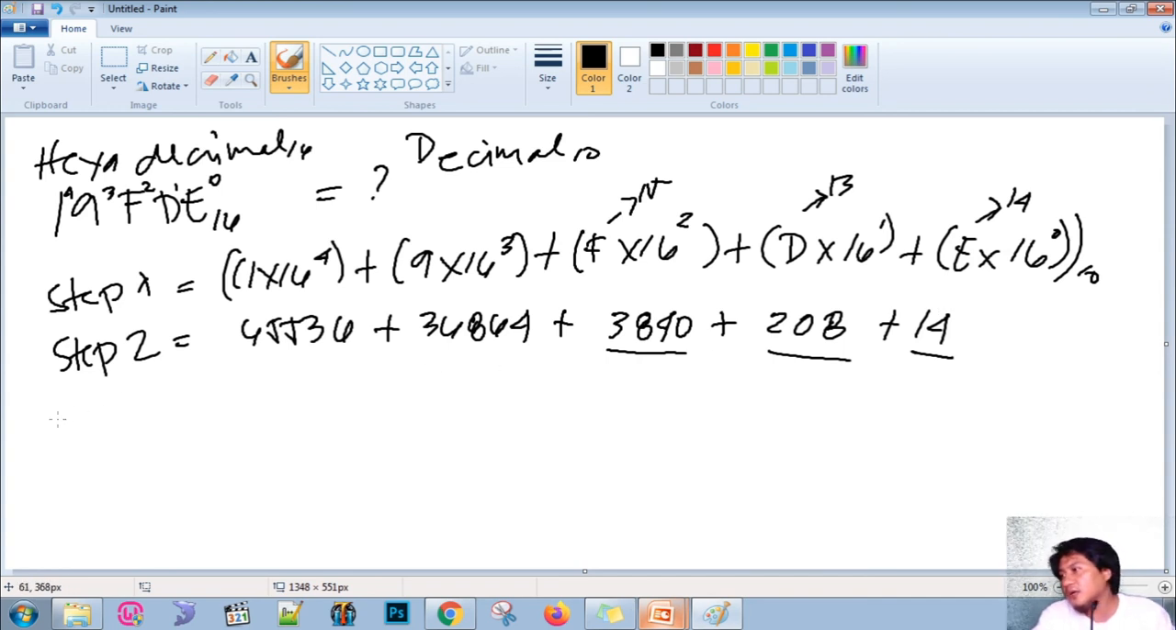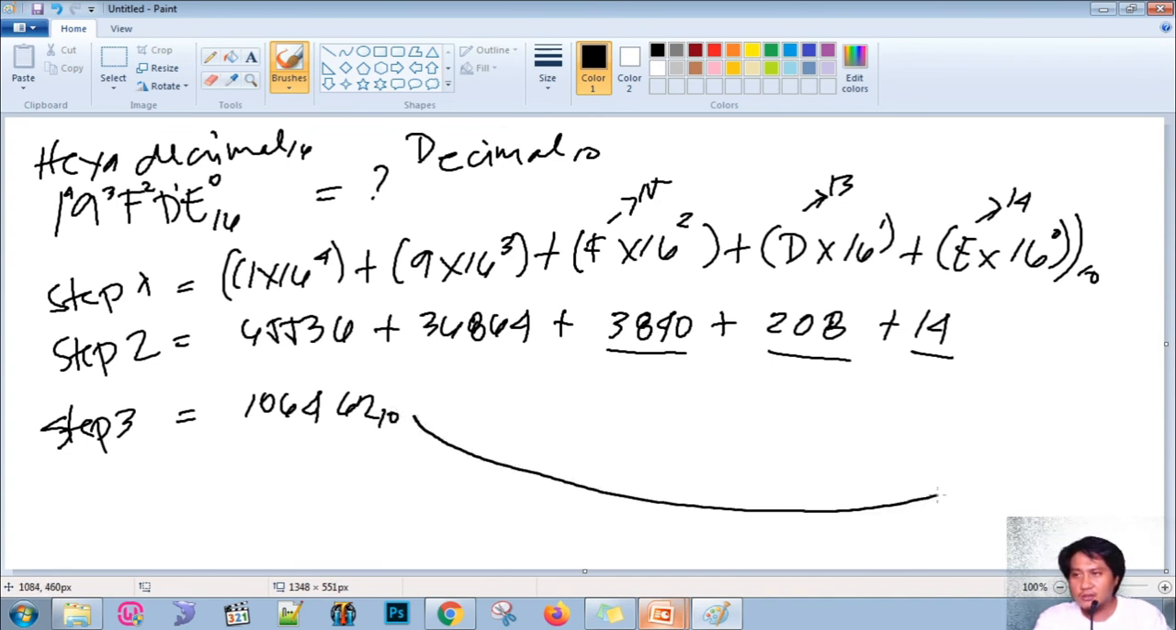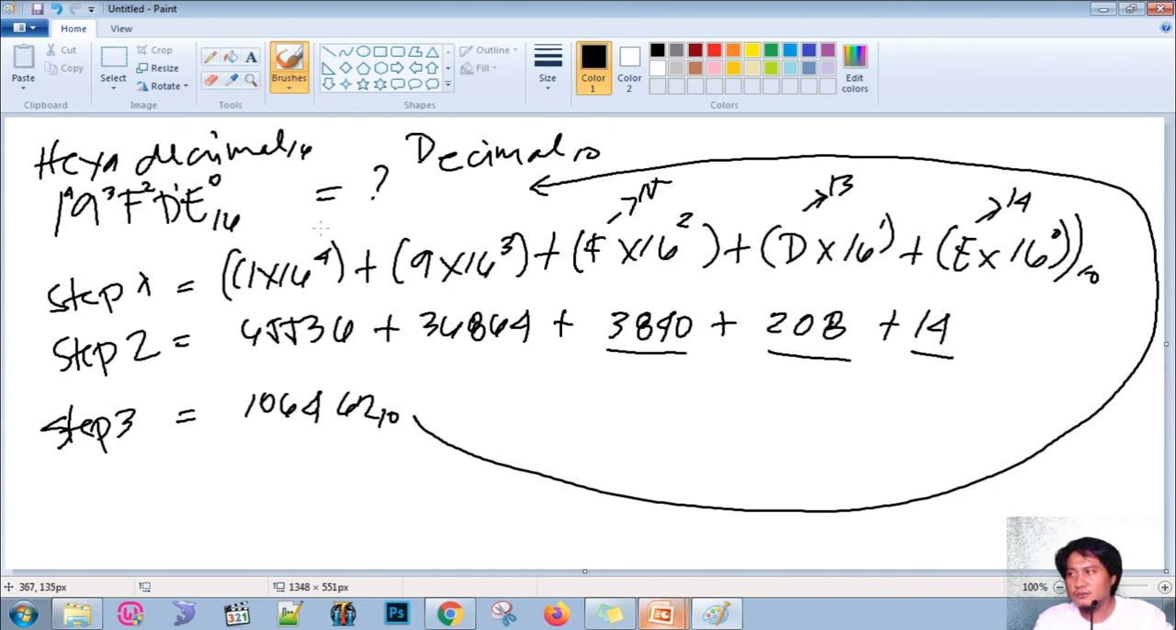And then for step 3, just like the other computations, we have to sum up these numbers: the 65,536, the 36,864, the 3,840, the 208, and the 14. So all in all, we have 106,462 base 10. So 106,462 is the equivalent value of 19FDE in the decimal number system.